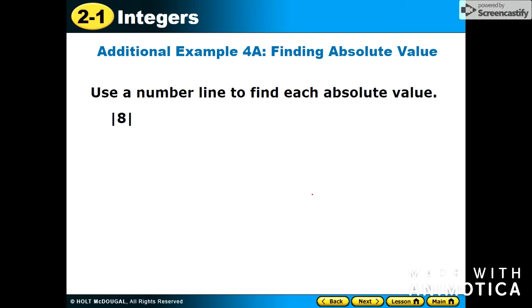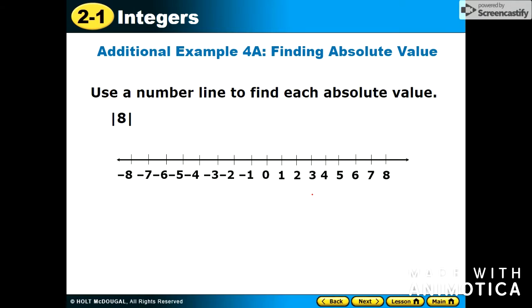So it says use a number line to find each absolute value. The absolute value of 8. Okay, this is on back over on example 4 on the back side. And these bars right here, I think we'll talk about in just a minute, but these bars mean find the absolute value of that number. So I plot 8 on my number line, and remember, absolute value means how far away is 8 from 0? Well, it's 8 units, right?